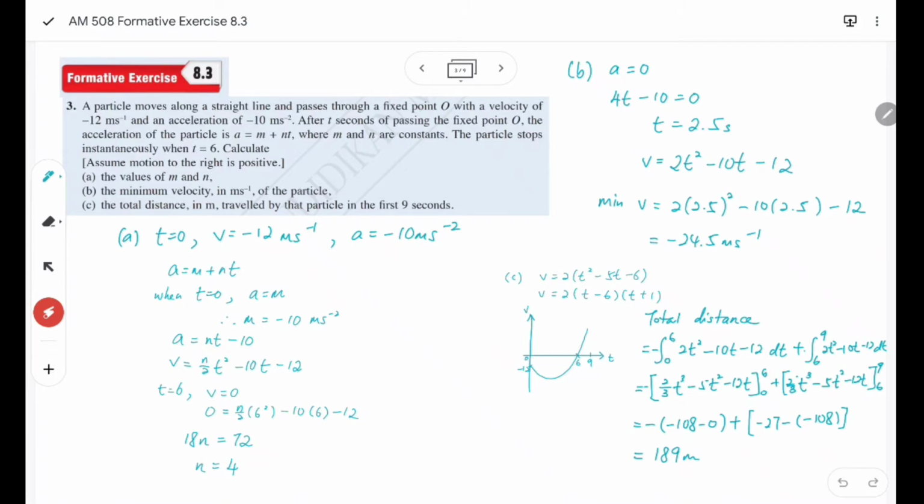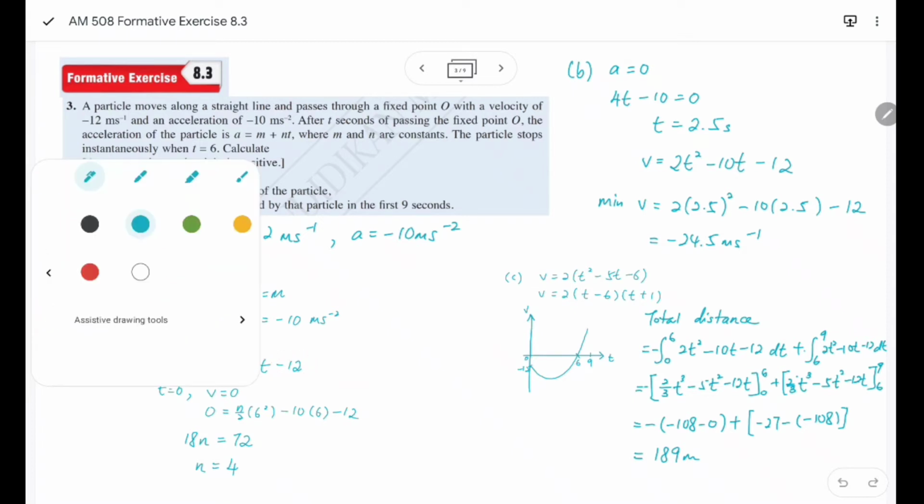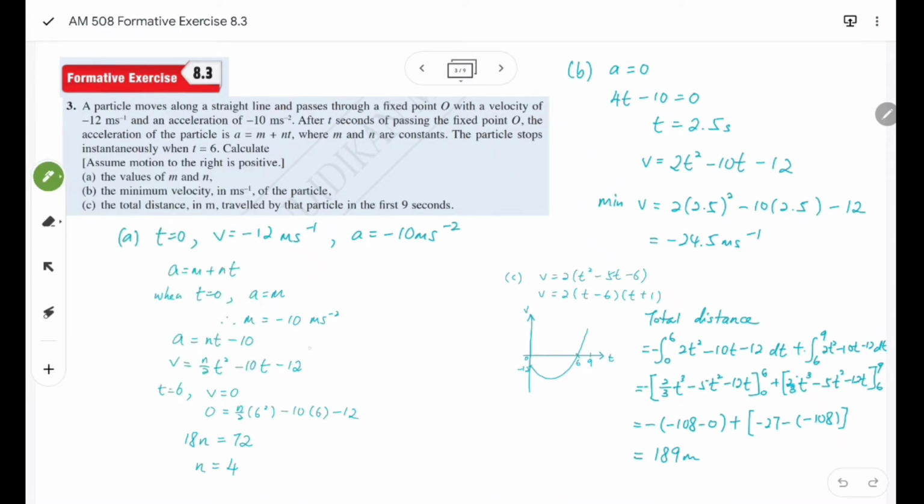The next information we have is about the velocity. So try to get the velocity function from the acceleration function by integrating nt minus 10. So we get n over 2 t squared minus 10t minus 12. And the minus 12 is because when t equals to 0, our initial velocity will be negative 12. Therefore, c will be equal to negative 12. So we can write v equals to n over 2 t squared minus 10t minus 12.